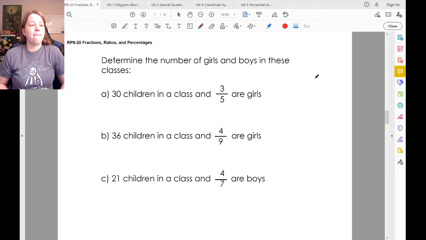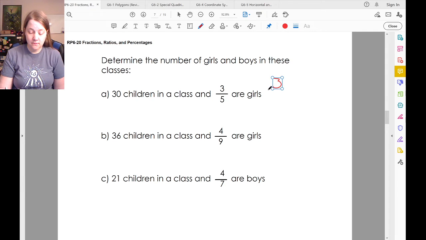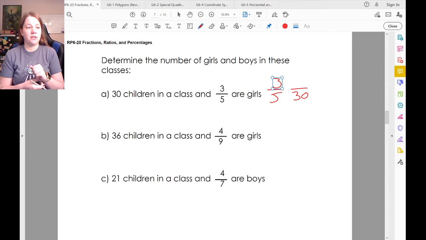Let's determine the number of girls and boys in these classes, if there are only girls and boys that make up the students. There are 30 children in class, and 3/5 of them are girls. So here's what I know. I know that 3/5 of the people are girls. I know that there are 30 total children in the class.